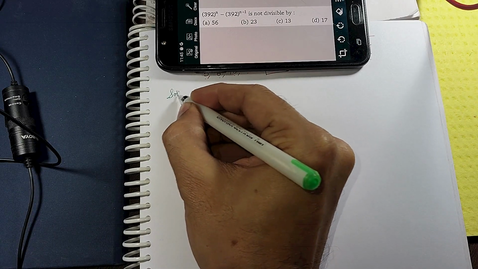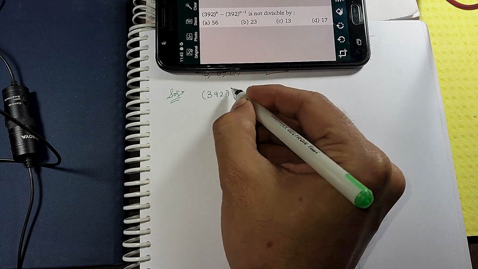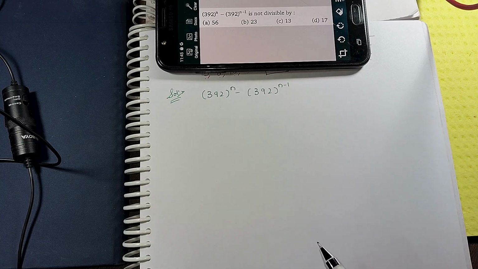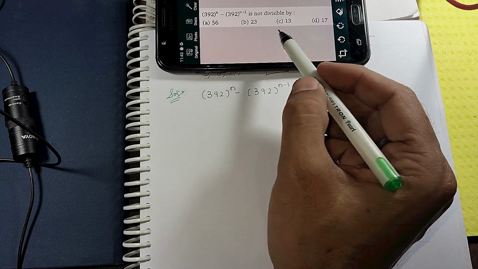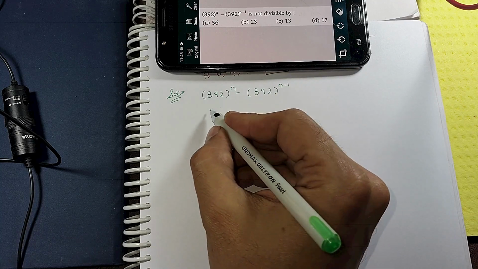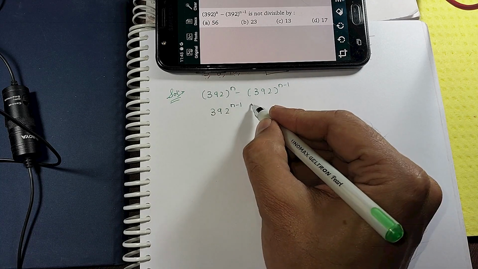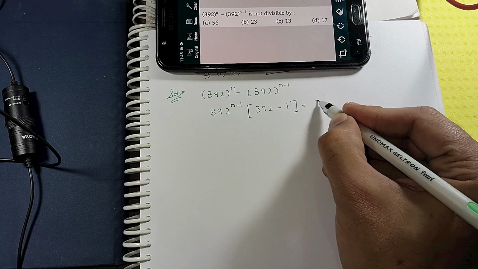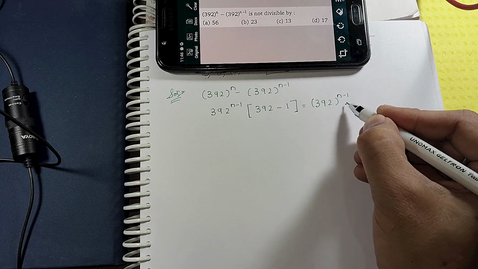392 raised to power n minus 392 raised to power n minus 1 is divisible by. So this is the question: is divisible by 56, 23, 13, 17, is not divisible by. So we need to find which of these is not dividing this expression. So first of all, we will take 392 raised to power n minus 1 common. Right? So here I would be left with 392 and here I would be left with 1. So this expression basically becomes 392 raised to power n minus 1 multiplied by 391.